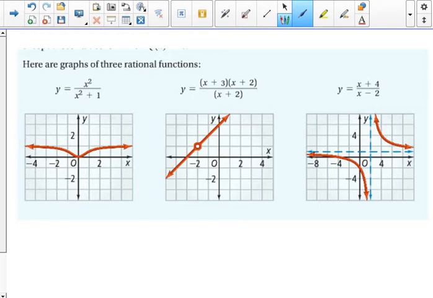Okay. Now in the next one, look, in the denominator you've got x plus 2. So what makes that 0? -2. Oh, wow, that's right where that hole is. At the x equal -2, there's a hole. See that?